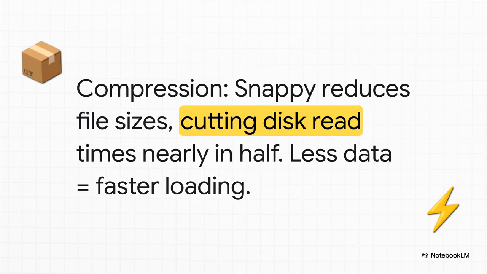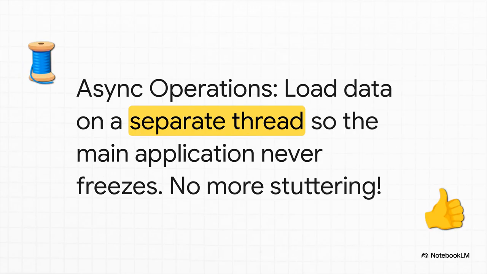Next, we've got compression. StreamDB uses a super fast algorithm called Snappy that shrinks down all those asset files, sometimes by almost half. The logic here is really simple, right? The less data you have to physically pull off the disk, the faster everything is going to load. It's a massive win.